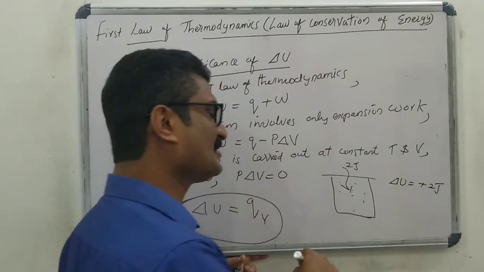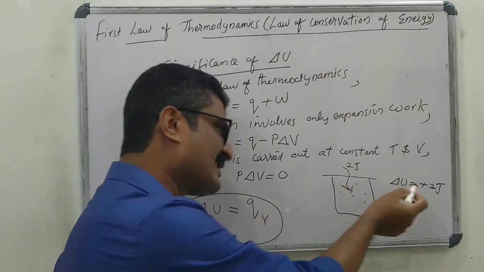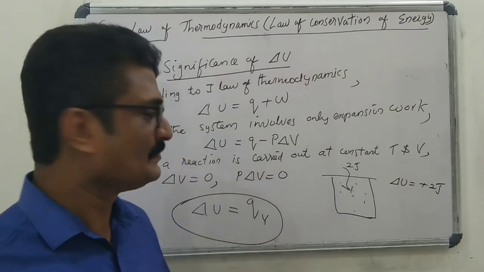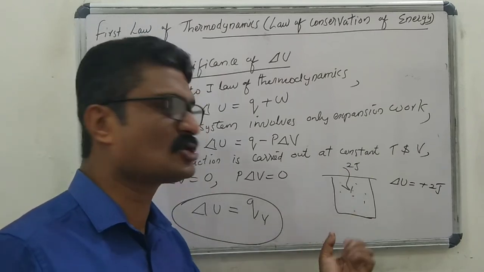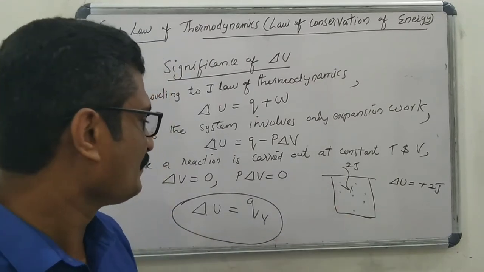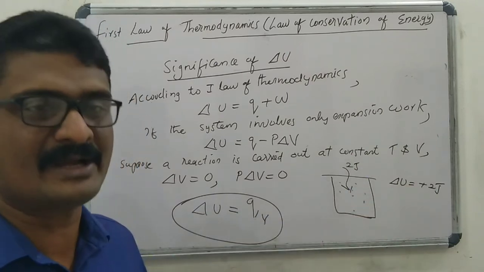The reason is that here the QV is 2 joule. The sign of delta U is positive, because here the system absorbs heat. When the system absorbs heat, then we know the Q is positive. Delta U is equal to plus 2 joule. Okay, yes.